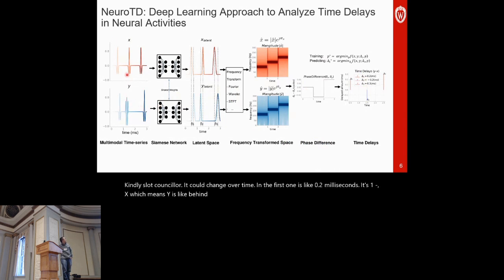And the second one is like X lags behind Y. So the computed time delay is minus 0.2 milliseconds. And the third one is like X happened before Y again.